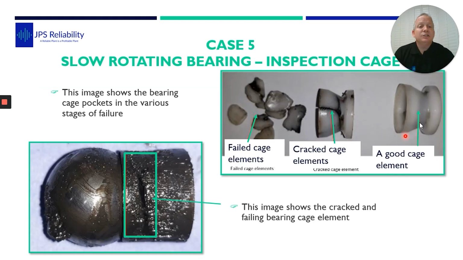Looking closer, we can actually find some cage pockets which were good, some which had some slight cracks in them, and some totally failed. And here you can see there's one there. And the grease had lots of overrolled metal particles. It felt really, really bad.